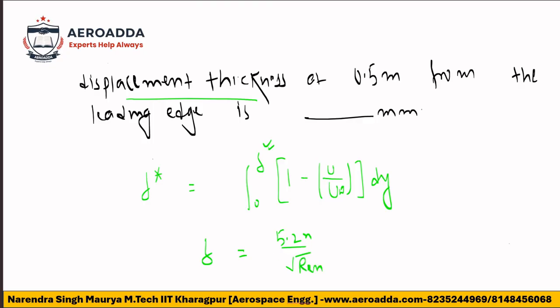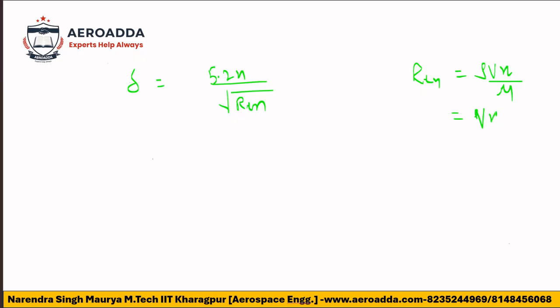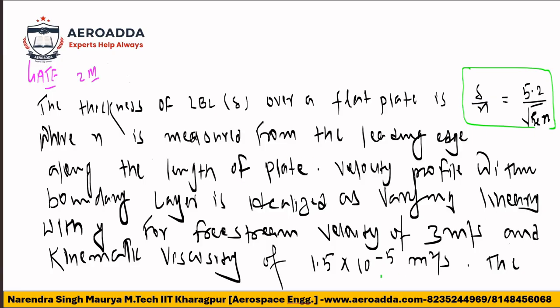So first of all, we'll calculate delta. Delta, they have given, is 5.2 x over root of Rex. What is Rex? It's nothing but rho Vx by mu, and mu by rho is nothing but kinematic viscosity. So Rex is Vx divided by nu. Check whether all the parameters are given. The velocity they have given is 3 meter per second.